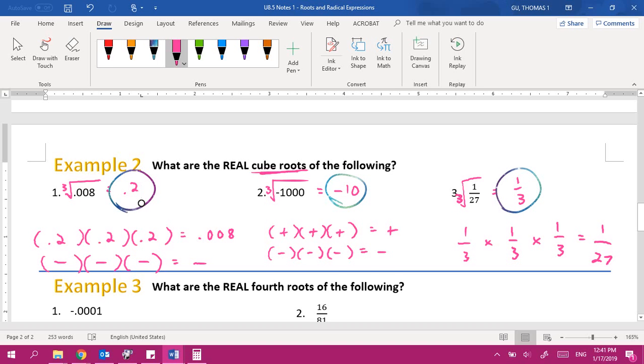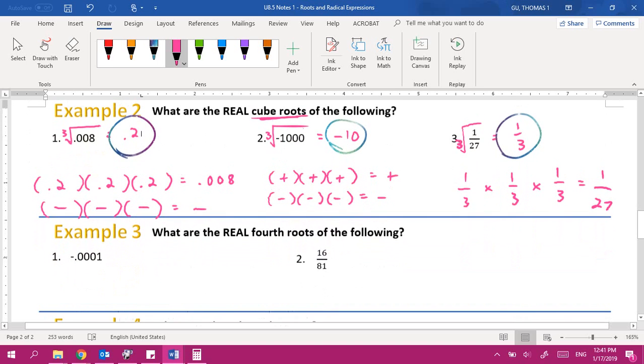All right, example number 3 then. Here we go. What are the real fourth roots of the following? So the question is a little different here. So radical, just put the 4 on the outside. Negative 1. Negative 0.1. Well, let me check. Let's just check signs here real quick.